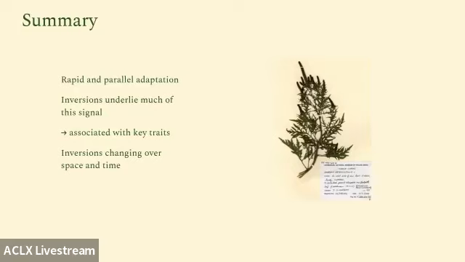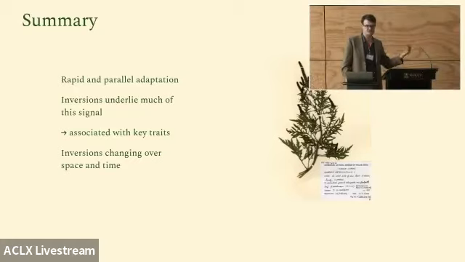There's a lot of association with key traits that we've found. And we've found that these inversions are not just changing over these spatial gradients in both ranges, we've also found that they are changing quite rapidly over a small time scale, about 150 years or so.